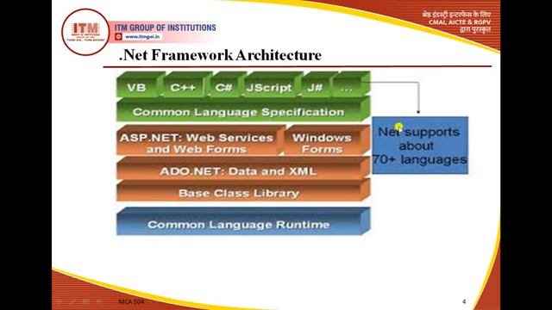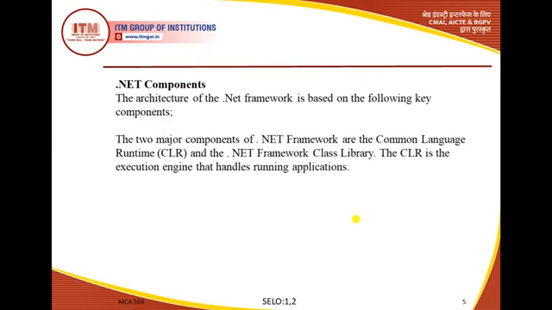So it is written here also that .NET supports about 70 plus languages, and the basic components of the .NET framework architecture we will study in our forthcoming slides. This is the overall framework architecture of .NET, and this is followed for developing several software applications which are built upon the .NET technology. Now we'll discuss the various components of the .NET.